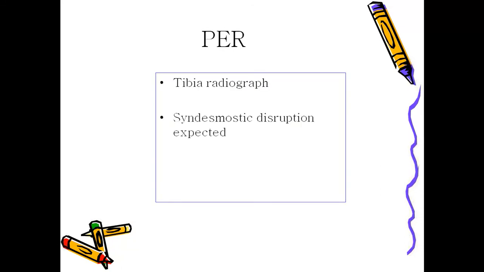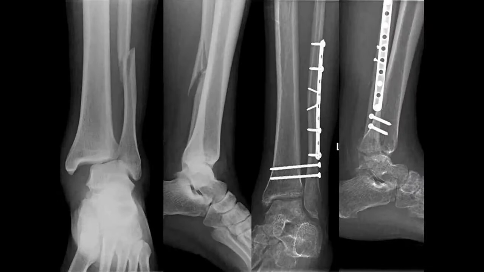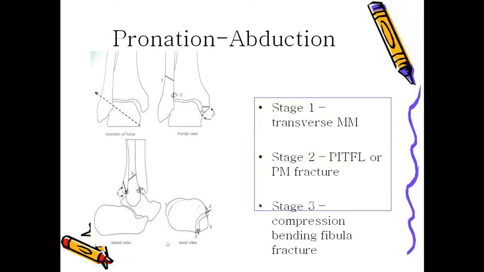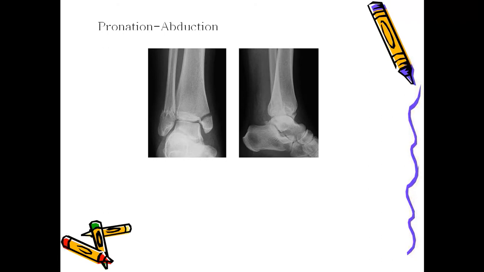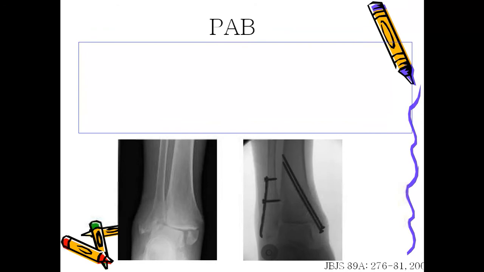So in pronation external rotation, you need to take a tibia radiograph, and usually we expect syndesmotic disruption, and the goal is mainly to restore the fibular length, ankle mortise, and syndesmotic stability. So this is how we can manage by fixing like this. Next one, pronation abduction. This is a pronation abduction injury, in which the lateral and medial malleoli are fractured, which is dealt with a one-third tubular plate as well as malleolar screws.